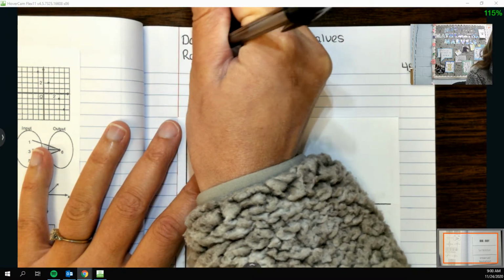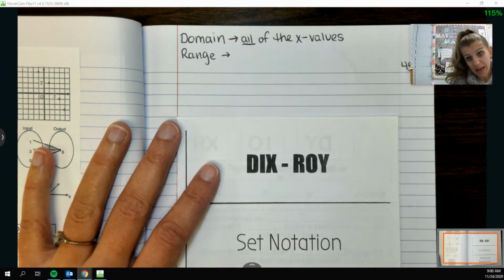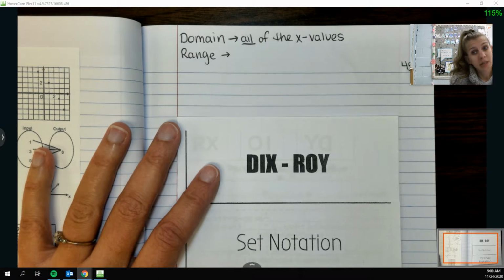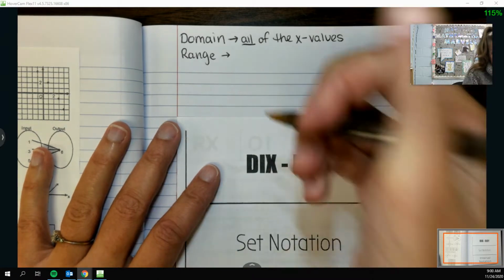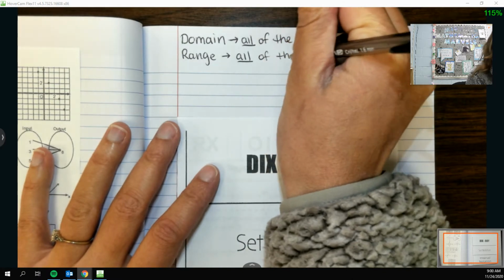Range is just a fancy name for all of our y values, or all of our dependent variables, or all of our output values. So all of the y values.